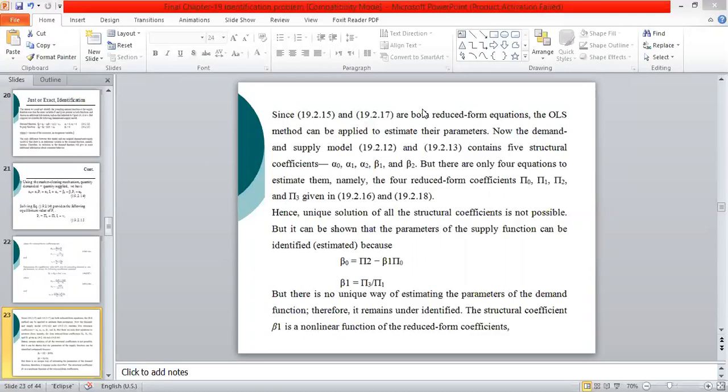So we have to estimate these 5 structural parameters using these 4 reduced form coefficients. It means we have 5 unknowns, but on the other hand, we have 4 equations. So it is not possible to get the unique solutions of all the structural parameters, because the unknowns are more than the number of equations, that is the reduced form coefficients here.